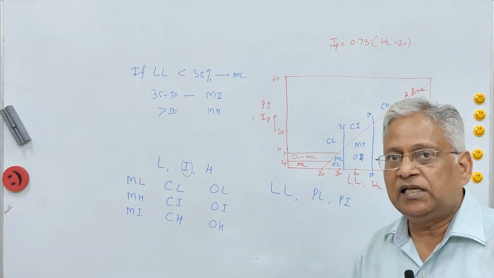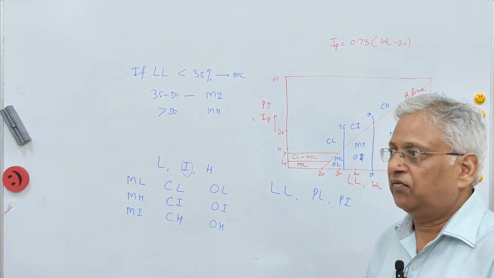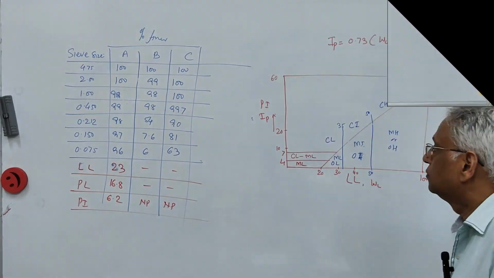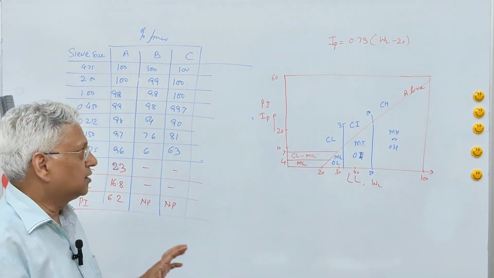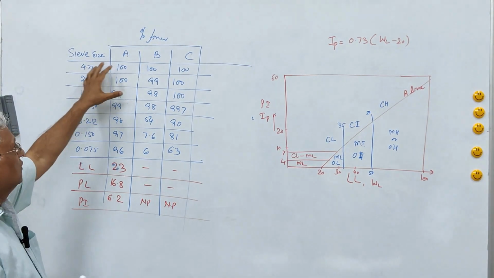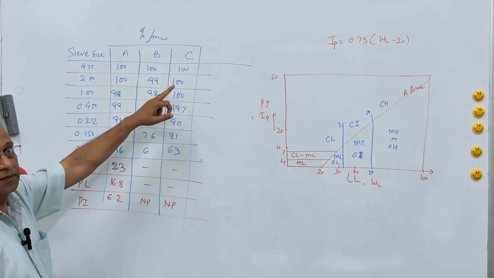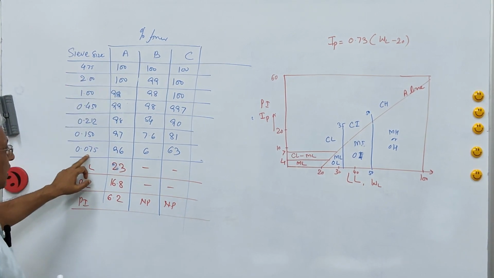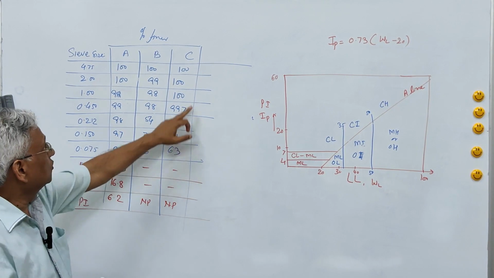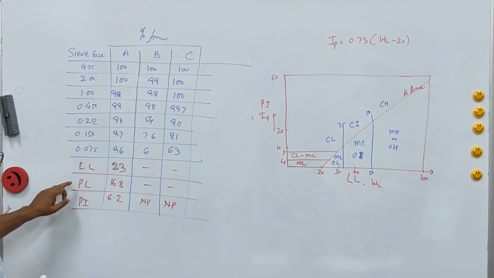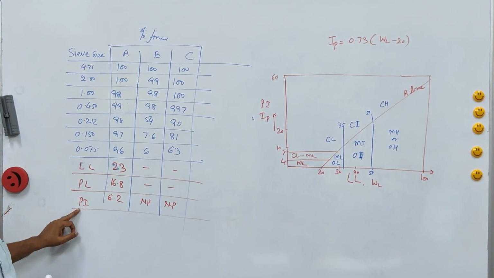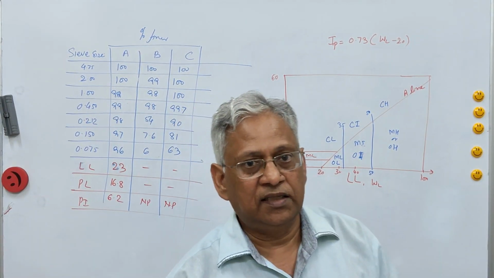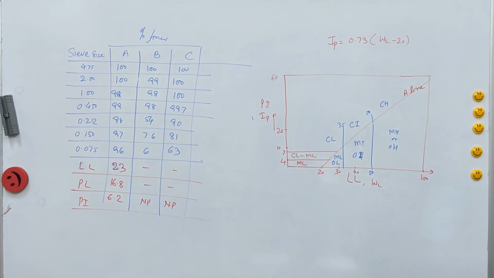Now let me take one example just to illustrate how we classify the soil. Let us take 3 soils, and this is the grain size distribution of 3 soils A, B, C, starting with the size 4.75 millimeter to 75 micron. Liquid limit, plastic limit and PI value are known from laboratory test. Classify these soils as per IS soil classification system.